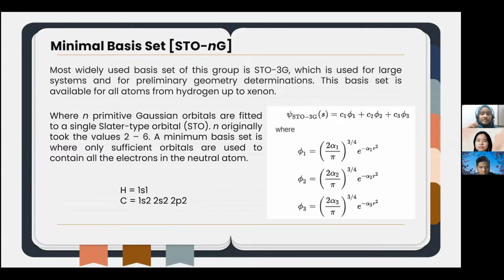The minimum basis set is where only sufficient orbitals are used to contain all the electrons in the neutral atom. So in the hydrogen atom, only one single orbital is needed, which is 1s1. And for the carbon atom, we have 1s2, 2s2, and 2p2. So we need to differentiate the core and valence electrons. The valence electron is the 1s1 for hydrogen, and for carbon, the valence orbitals are 2s2 and 2p2.